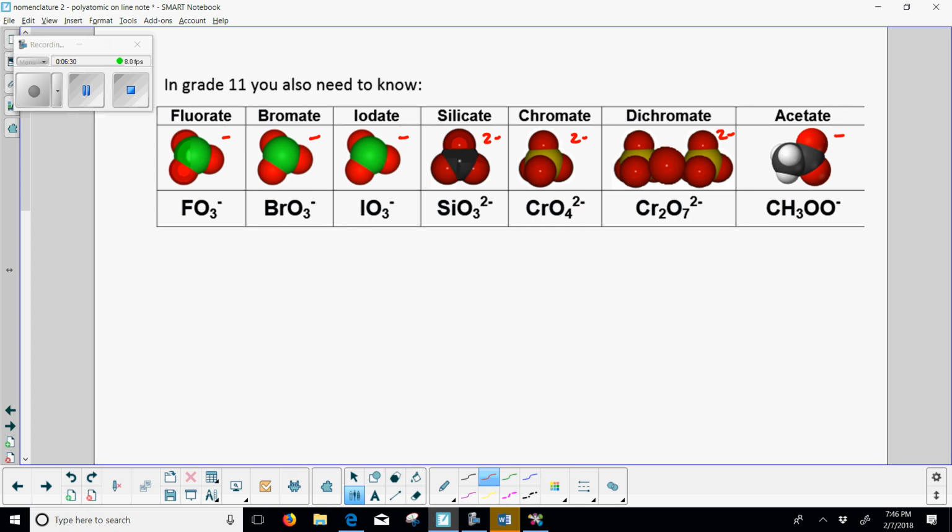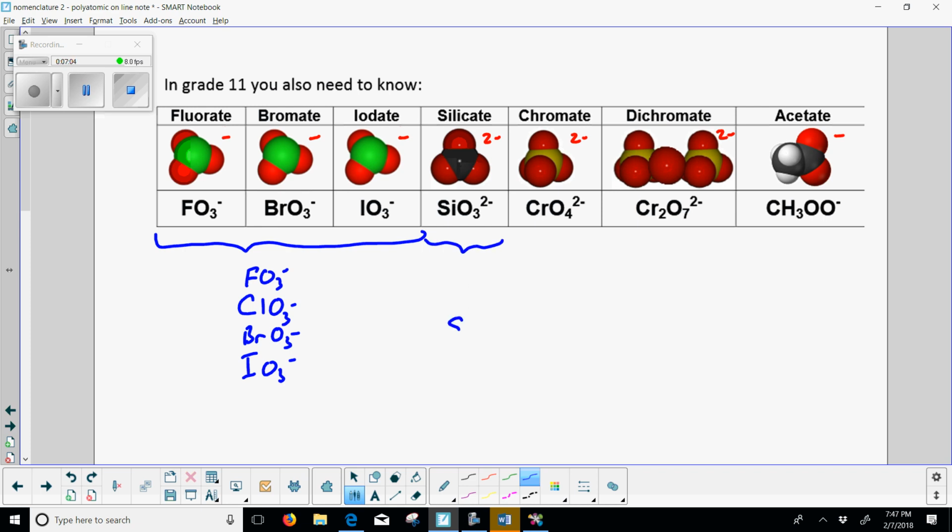Okay, now that you've looked at the grade 10, we also have extra polyatomics that you need to know for grade 11. So in addition to chlorate, we also have to know these. Remember, chlorine, fluorine, bromine, and iodine are all in the halogen family. So if you know chlorate, you're going to know fluorate, bromate, and iodate. They all are very similar, and they all have a charge of 1 negative. So they're easy to remember.